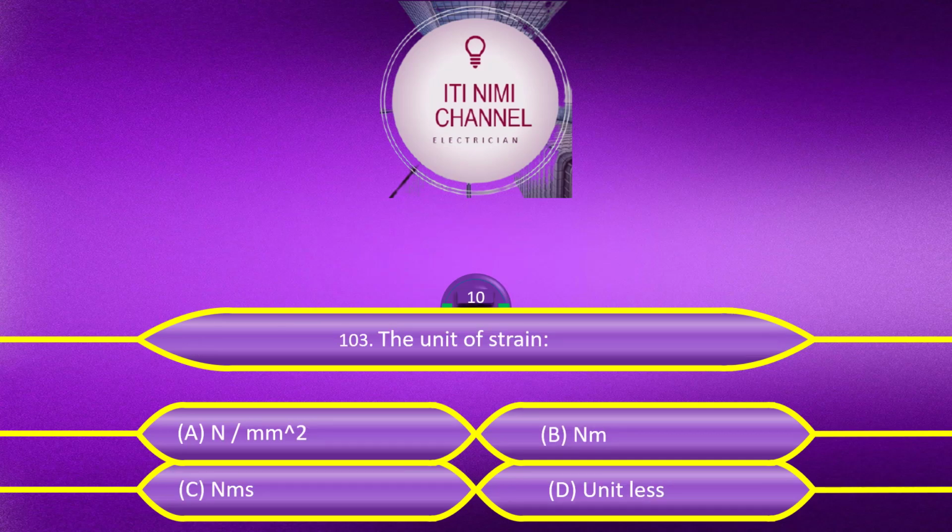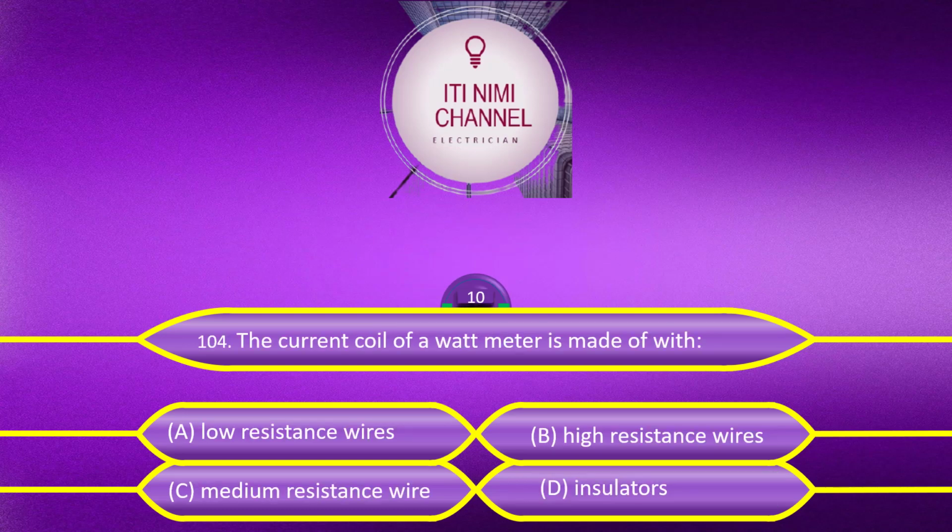The unit of strain is option A, N by mm square, option B, Newton meter, option C, NMS, option D, unitless. The answer is option D, unitless.